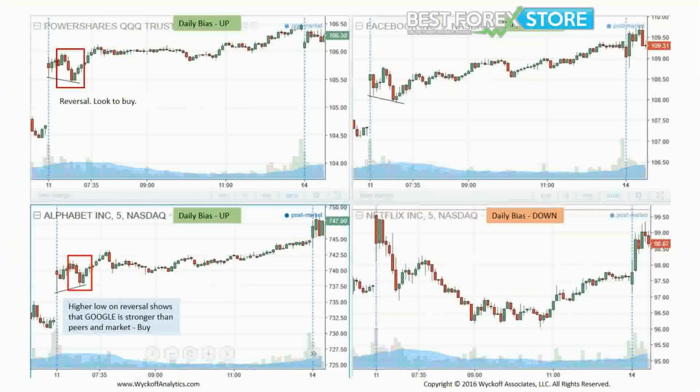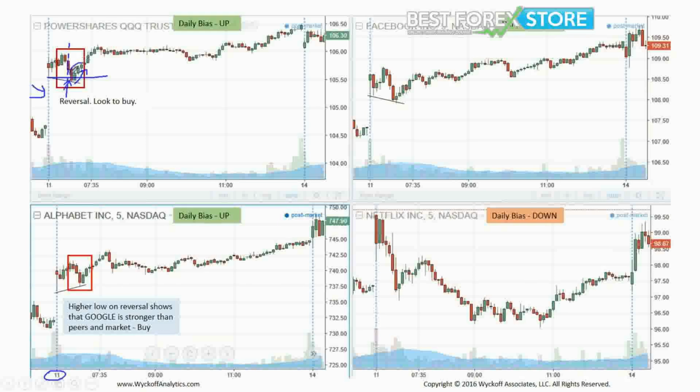Let's look at the next one. So this is the 11th. The market opens up with a gap, and we have the first initial move. Here's your first 30 minutes. We see a commitment to the downside and an instant reversal back.